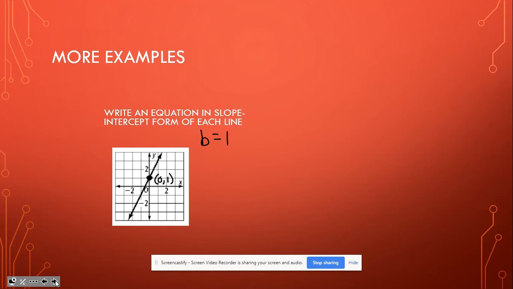Now the slope, remember that slope is the change in y over the change in x. We've talked about that. So what is the change in y? As we go from this point here to this point here, I'm going up 2 units in the y direction, and I'm going +1 in the x direction. That would make my slope 2 over 1, which is equal to 2. So writing an equation in slope-intercept form here would be y equals 2x plus 1.